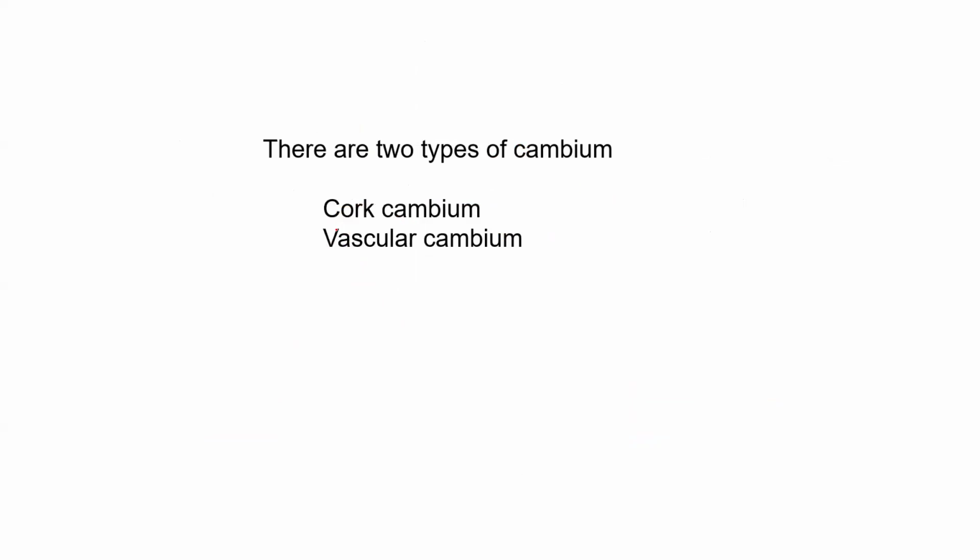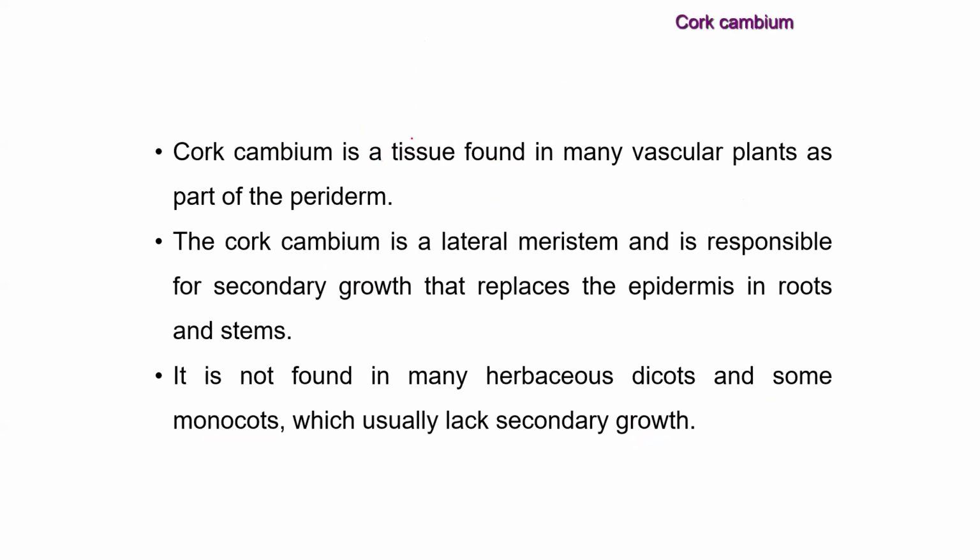There are two types of cambium: the cork cambium and the vascular cambium. Cork cambium is a tissue found in many vascular plants as a part of the periderm. It is a lateral meristem, responsible for the secondary growth that replaces the epidermis in roots and stems. The cork cambium produces the outer layer, the periderm. It is not found in many herbaceous dicots and some monocots, which usually lack secondary growth.